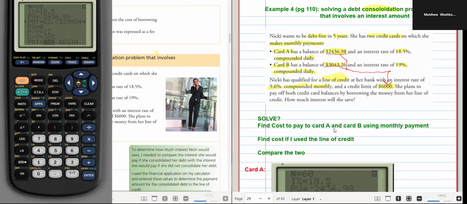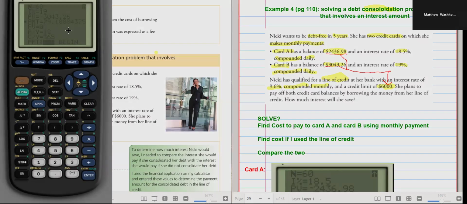Card B, right? Things are pretty similar, but the difference is there's an interest rate now of 19%. My present value is negative 3043.26. There we go. I don't know what my payments are going to be yet. That's what I'm trying to find out. My future value wants to be 0, so same thing. I've set this up now to solve.